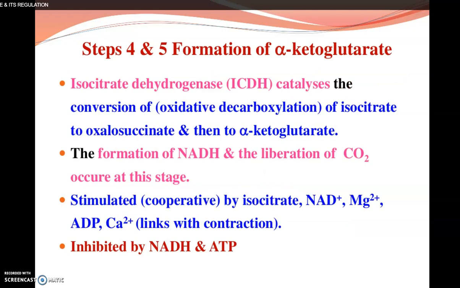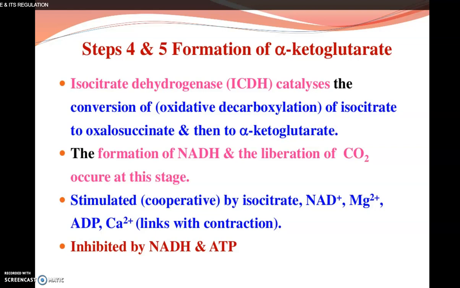Step 4 and 5, formation of alpha-ketoglutarate. Isocitrate dehydrogenase, abbreviated ICDH, catalyzes the oxidative decarboxylation of isocitrate to oxalosuccinate and then to alpha-ketoglutarate. The formation of NADH and the liberation of carbon dioxide occurs at this stage.